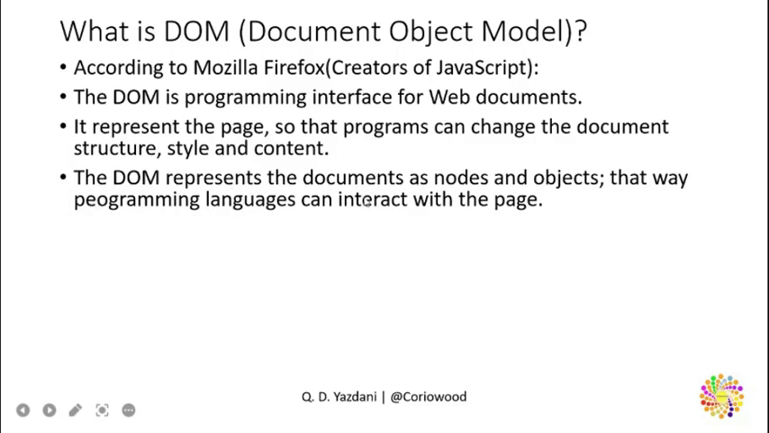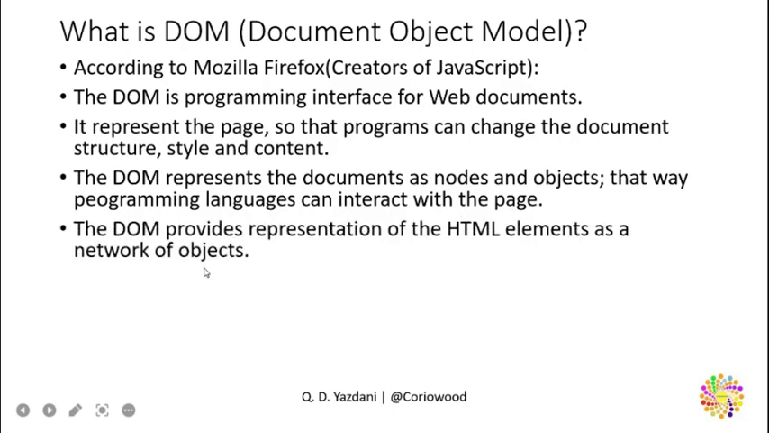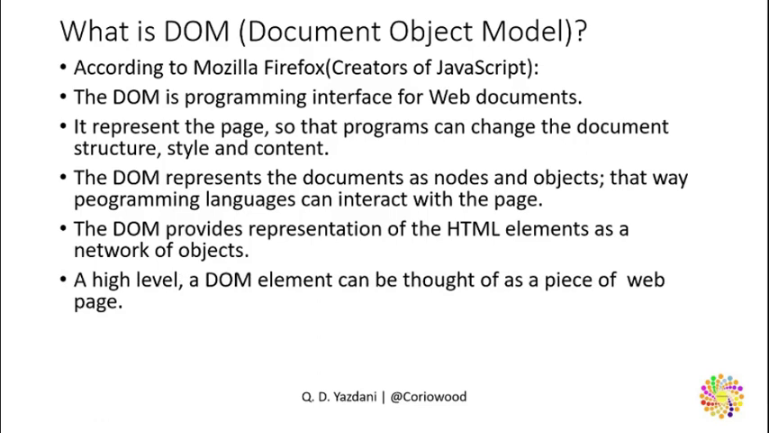So the DOM represents the documents as nodes and objects. That way programming languages can interact with it. So the DOM, as I said to you guys, can change your structure and style, because it represents the document as nodes and as objects, and through that it can manipulate the page, and it can change the page structure in whichever way you want. So the DOM provides a representation of the HTML elements as a network of objects.